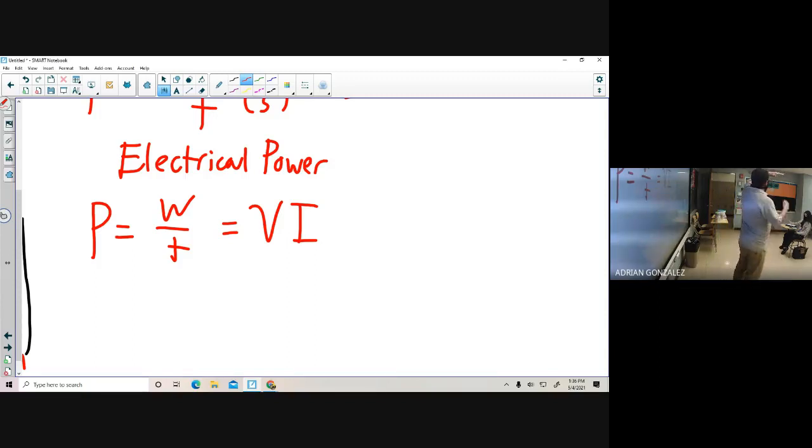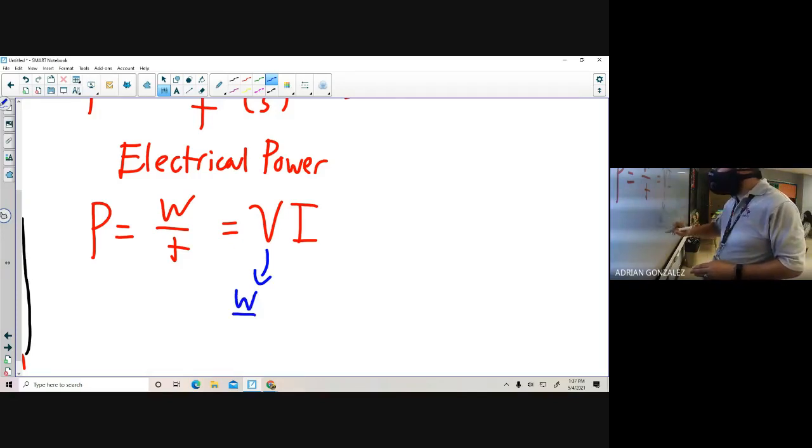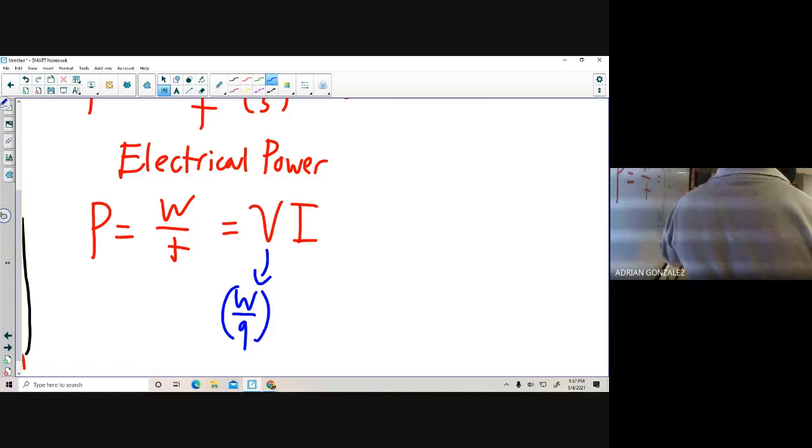Now in your brain, you're going, huh? How'd you get from W over T to V times I? That doesn't make any sense. We need watts. We need joules per second. That doesn't work. Well, let's look. We had a formula to figure out voltage. What's our formula to figure out voltage? It's in your reference table. It's not cheating to look. What is it? W over Q. So W over Q, we can just substitute that for V, yes?